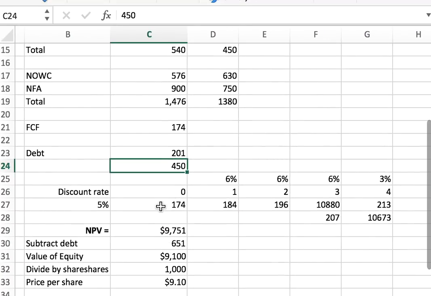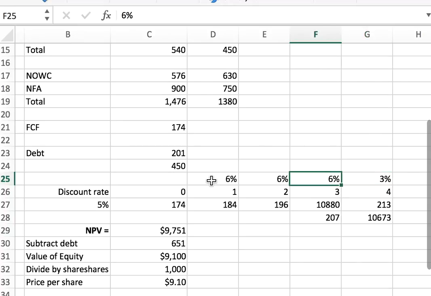Now we come here, and our 174 is at time 0. So we have times 0, 1, 2, 3, and 4. So we have just time frames here. This is just a timeline. 174 this year. We're going to have 6% growth for the first year, the second year, the third year, and for the fourth year and forever on more is 3% growth.